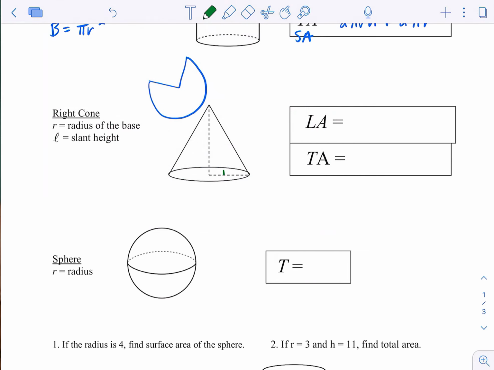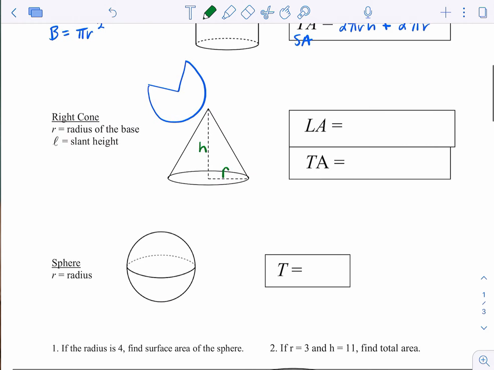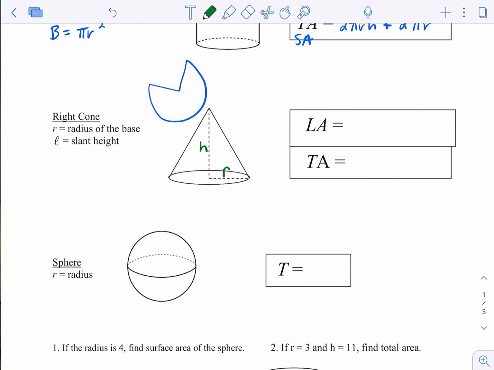We still need to know the radius r of the circular base. This cone does have a height straight from the vertex down to the middle of the circle, but we are most concerned with the slant height. So we care about the slant height, and here is our formula. The lateral area, that paper part on the top, not the base, is going to be pi times the radius times the slant height, or pi r l. Pi r l is the formula for the lateral area of a right cone.